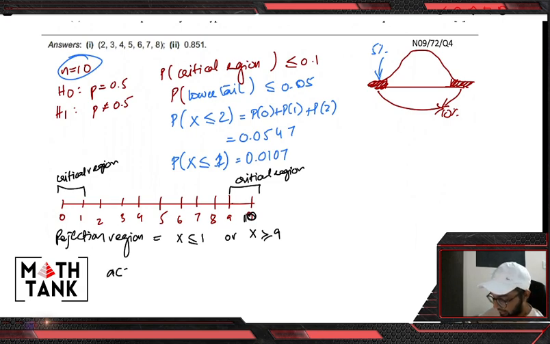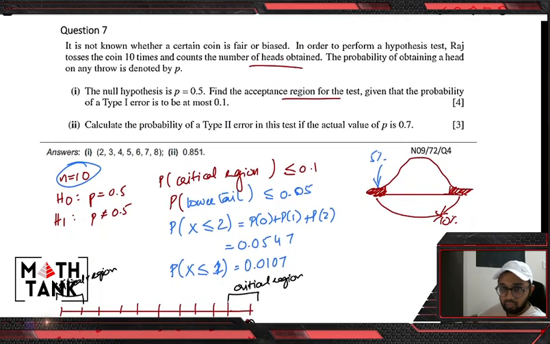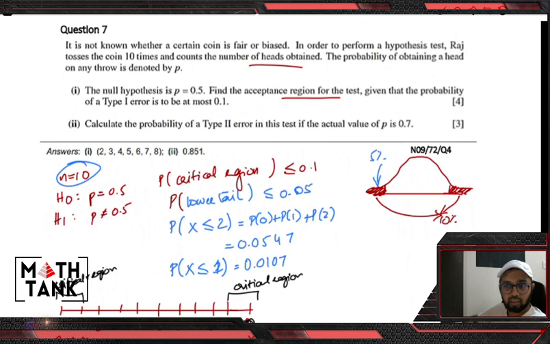So the acceptance region is the opposite of that. The acceptance region is going to be x between 2 and 8, inclusive of both 2 and 8. That is how you would determine acceptance regions. And critical regions or rejection regions are always determined using your trial and error method. There is no other way of doing that. So that is how you would determine it.